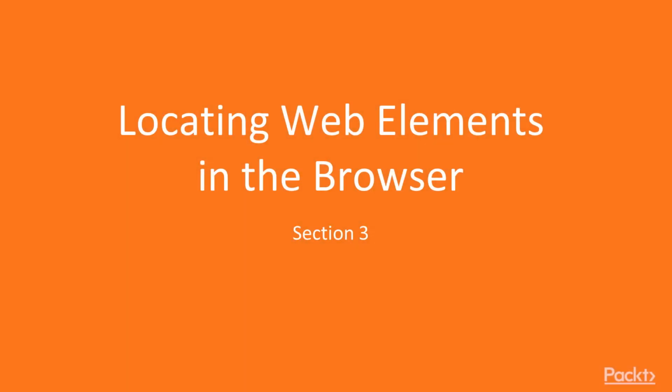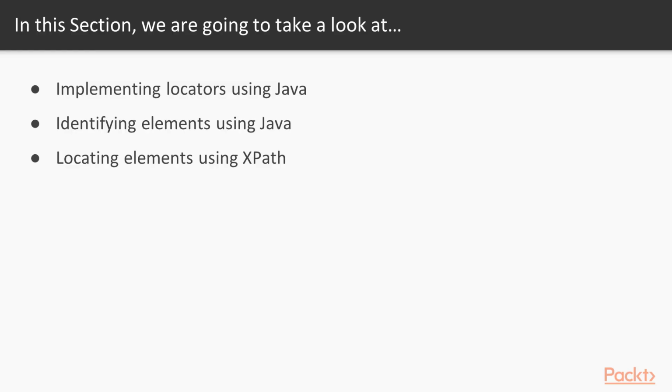Welcome to Section 3, Locating Web Elements in the Browser. In this section, we're going to take a look at how to implement locators using Java. We'll also show you how to identify different types of web elements using Java. And then lastly, we'll show you how to locate elements using XPath, which is a helpful way to get those hard-to-get elements that no other method will get.